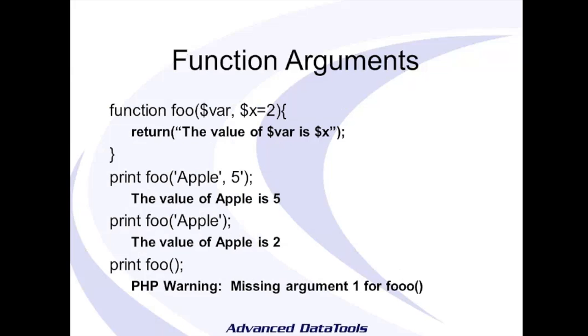The second way is we only pass the first argument, so we're only setting var, the value of apple. What it does is it sees that x is equal to 2 in the argument list in the function definition, and so it sets x equal to 2 as a default. The third option is if we don't set either of them, and you'll get an error or a warning. Oops, I had an extra O there. You'll get a warning because you're calling a function and you're missing an argument that does not have a default.